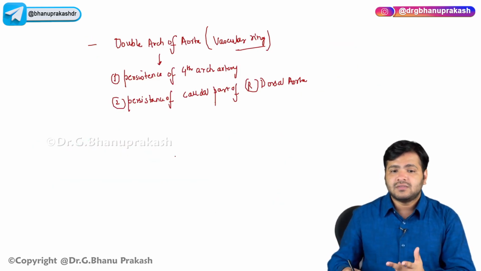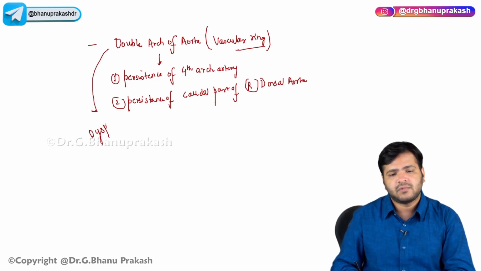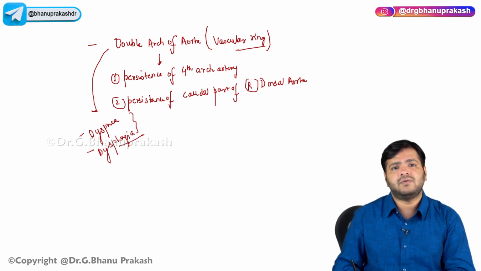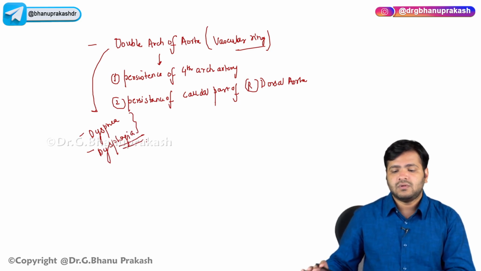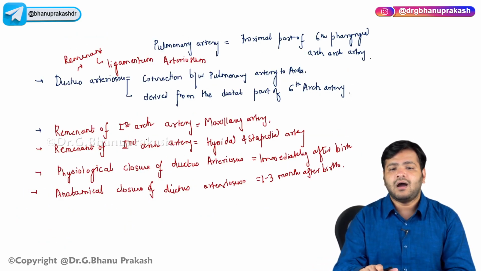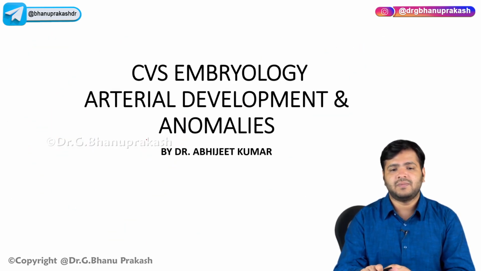Here the baby will suffer from dyspnea, difficulty in breathing, and dysphagia will be there. So these symptoms will appear. So that was about the arterial development and the branches of the arch of aorta. Thank you.